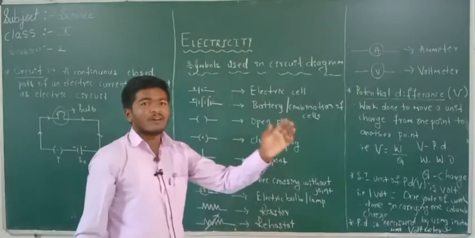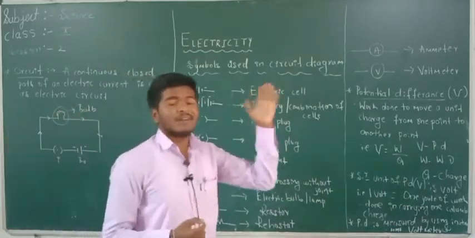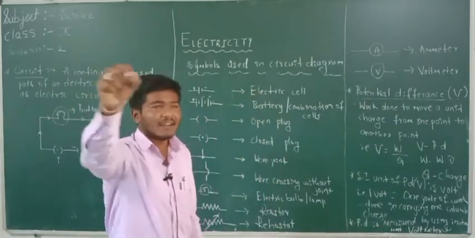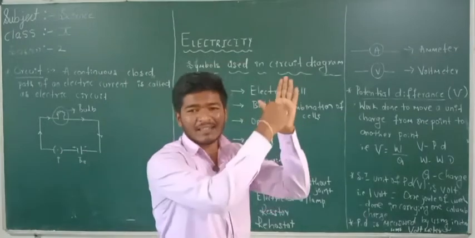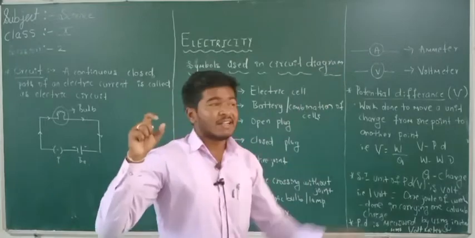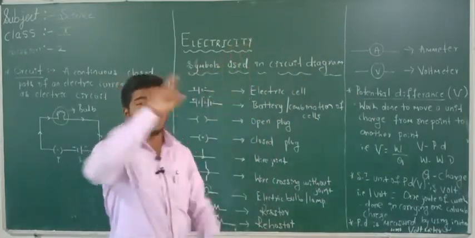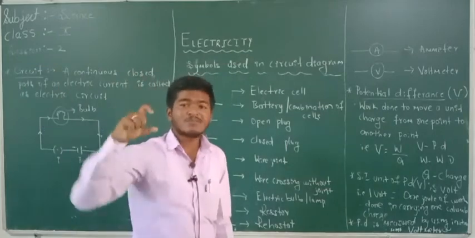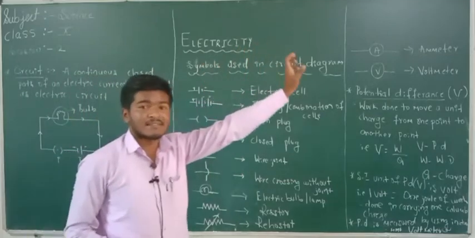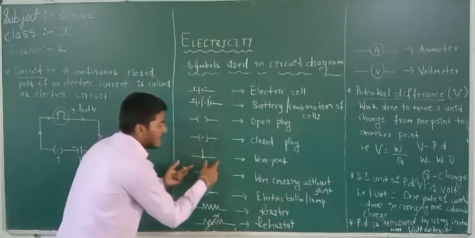For example, when you see the electrical connections in your home, at some points the electrical wires, the electrical conductors, are joined. For example, at the DB, you have seen all the electric current comes from the DB to all the rooms of your house. So all the electrical joints are jointed at the DB. At that point, they draw this type of diagram, that is wire joint.